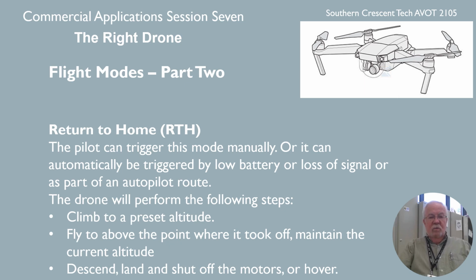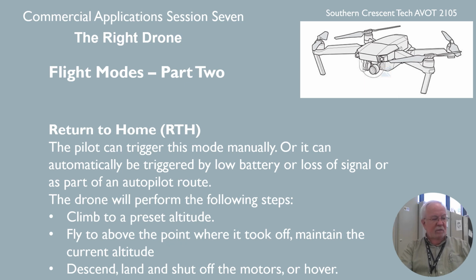Another flight controller mode might be the return to home mode, which you can trigger manually, or it might be automatically triggered by low battery or loss of signal, or part of an autopilot route. After you do a mapping mission, normally they will return home and climb to the preset altitude, whatever you set it for, fly over to where it took off, and then descend straight down into the landing place. You can also select just land now. So return to home, there's different selections there, obviously.